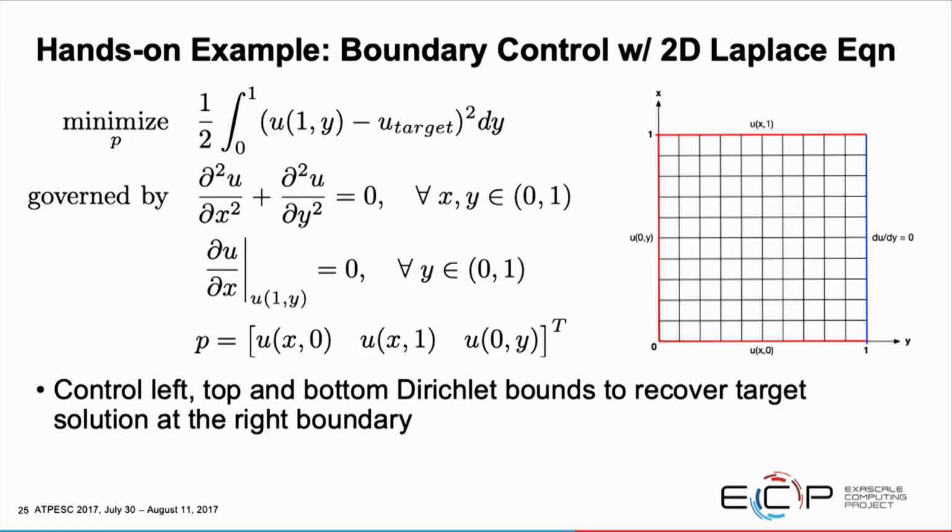So the hands-on example for all of this, we'll do a simple boundary control problem. This objective function that you're seeing is a very standard inverse problem. We have some target solution on the right edge of the boundary that we want to recover, and we are manipulating the bottom, left and top Dirichlet boundaries for the problem to recover that solution.